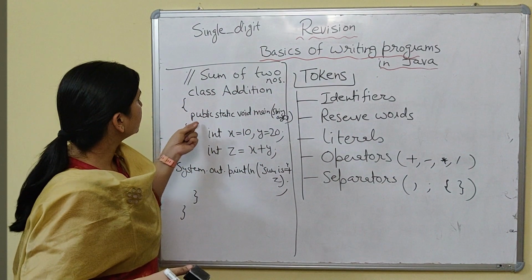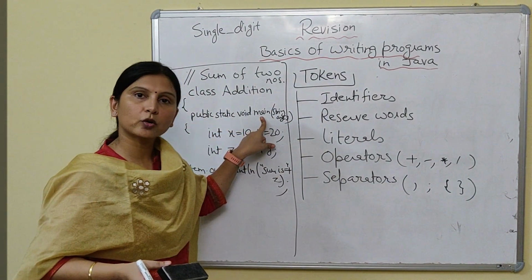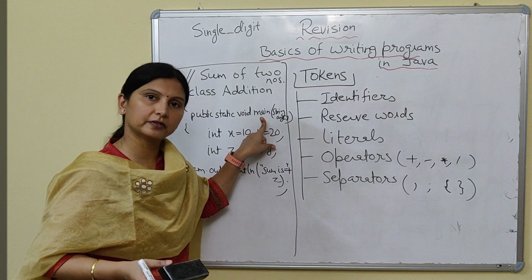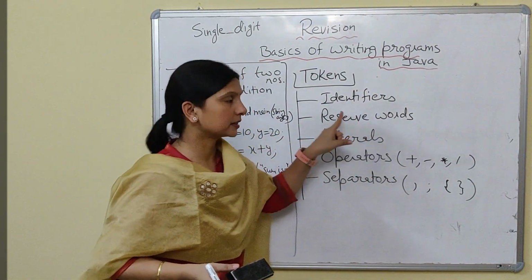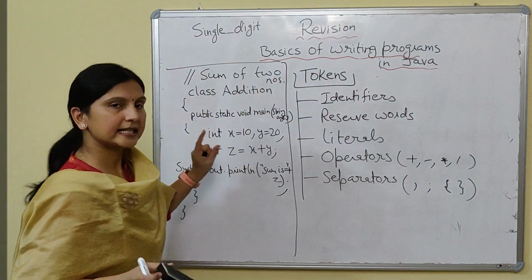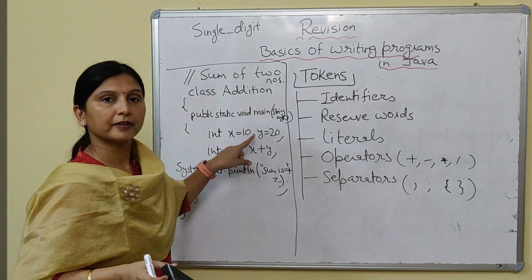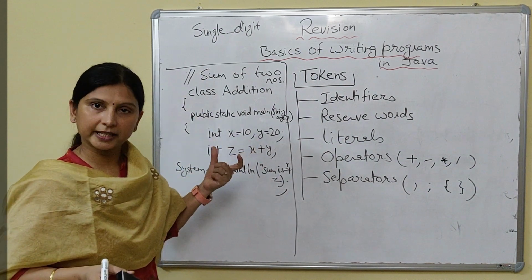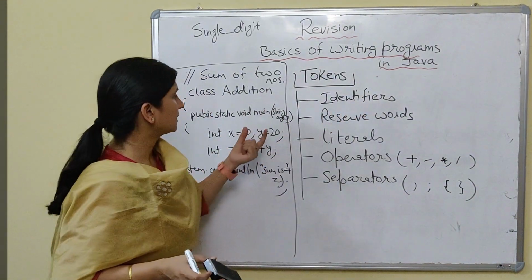Fine. Now public static void main. What are these? All these are reserved words or keywords. So this is also a token. Then String args. Fine. Now int. Int is a data type. Fine. Now x, y. What are these? These are variable names. These also come under identifier.